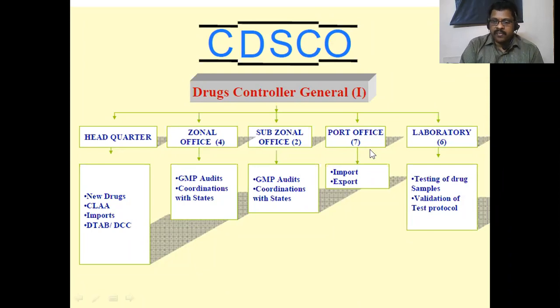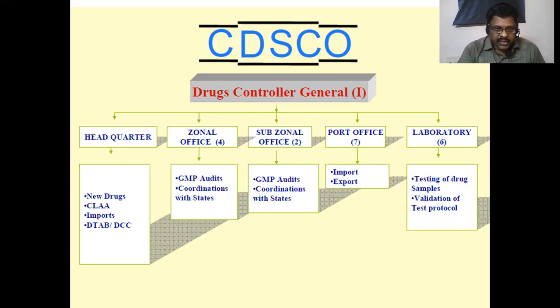So we have regulatory agency offices there itself, and there are 6 laboratories throughout India. The headquarters' role is approval of new drugs, and CLAA, the full form is Central Licensing Approving Authority.